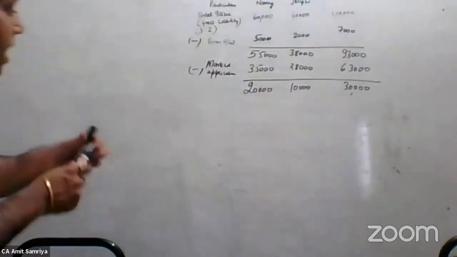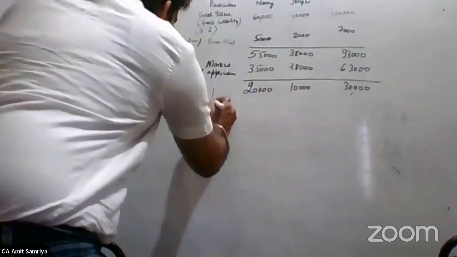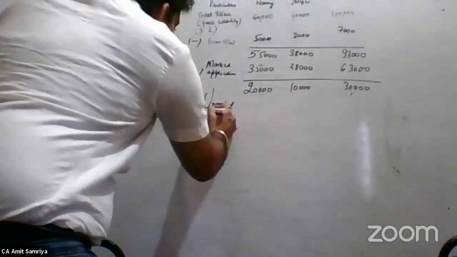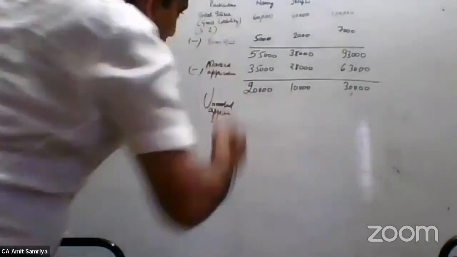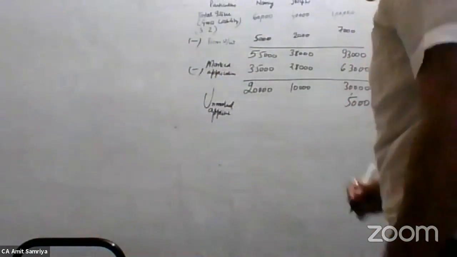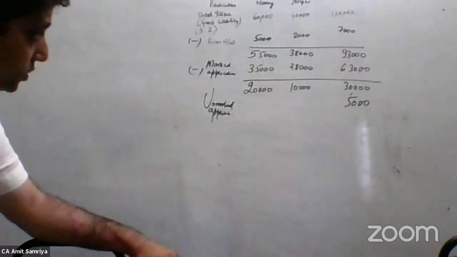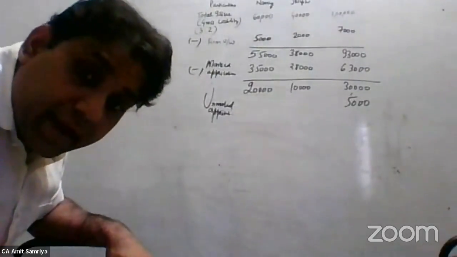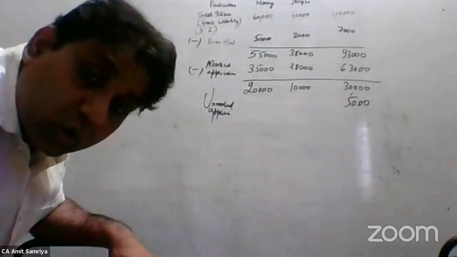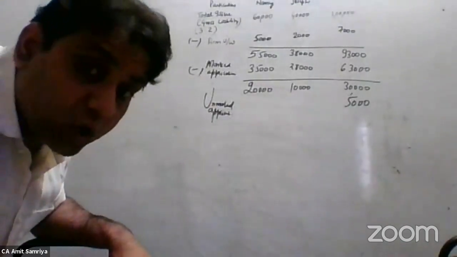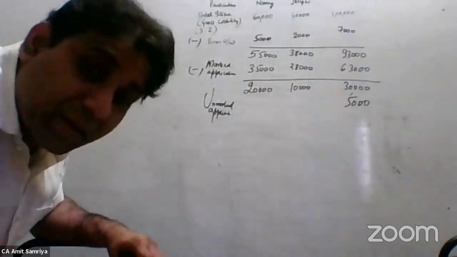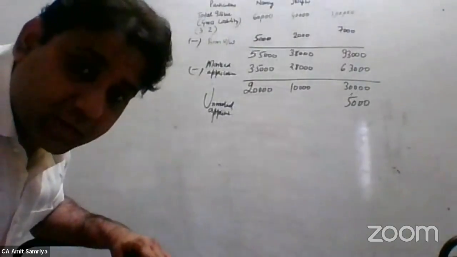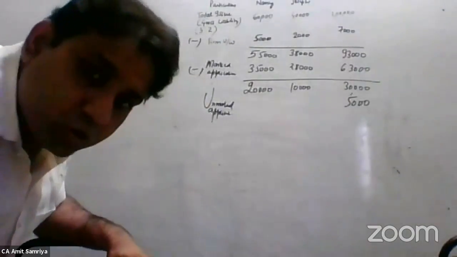But suppose there are unmarked applications also, say 5,000. What is an unmarked application? Marked applications are those shares sold by the underwriters, but unmarked applications are those not sold through the underwriters, which are sold by the company itself or purchased by investors on their own. There is no role of the underwriter in it.